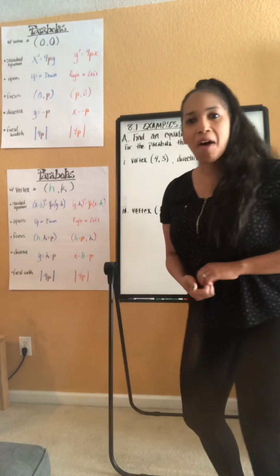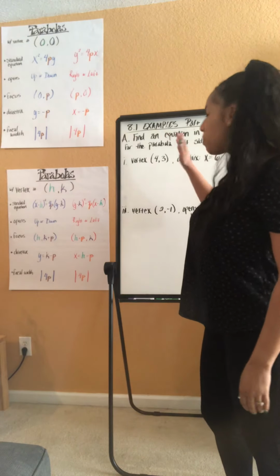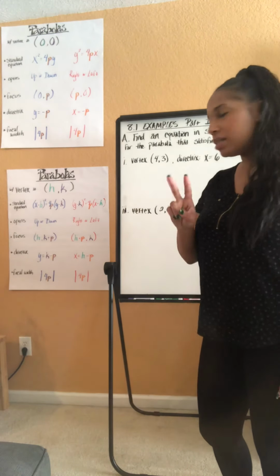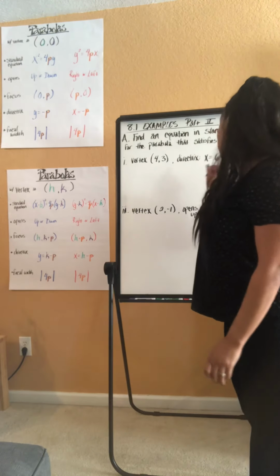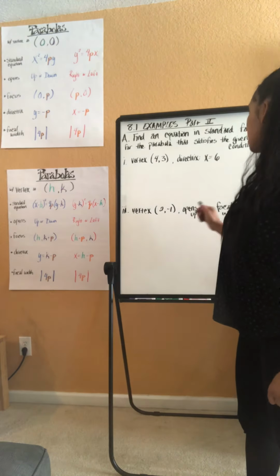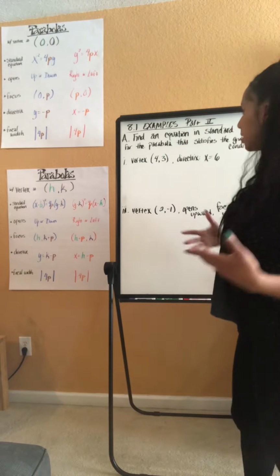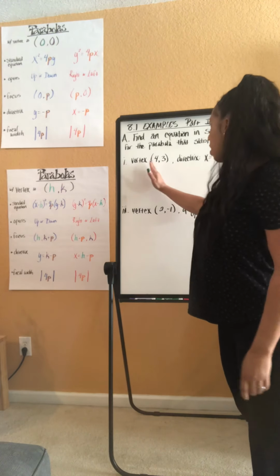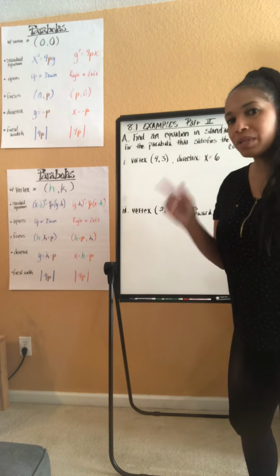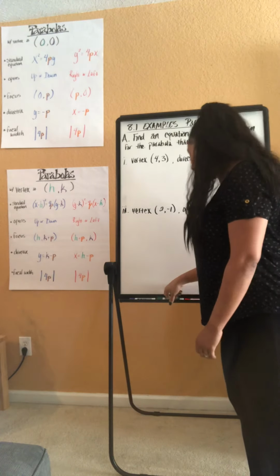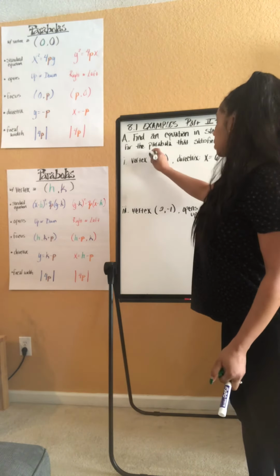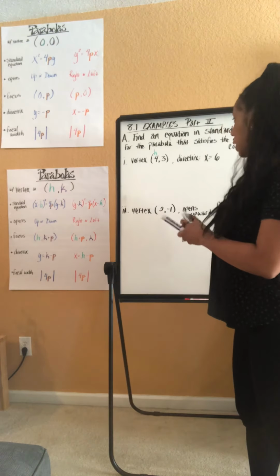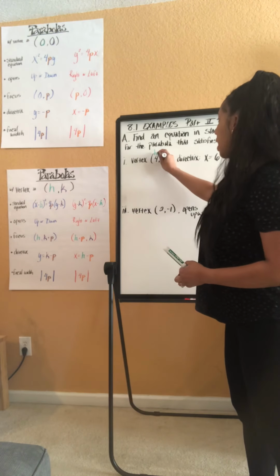Good morning. All right, we are on to the 8.1 examples, part 2. So example A is asking me to find an equation in standard form for the parabola that satisfies the given conditions, just like last time. We start off with the vertex, which I always know is my h and my k. Whenever they give me the vertex, that's the h and the k. So my vertex is h, k, and then they give me the directrix.